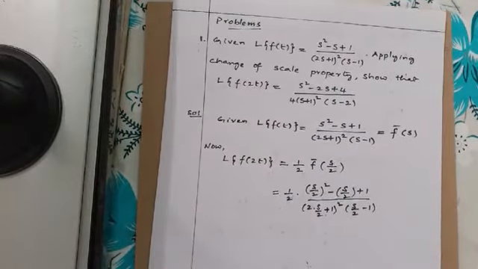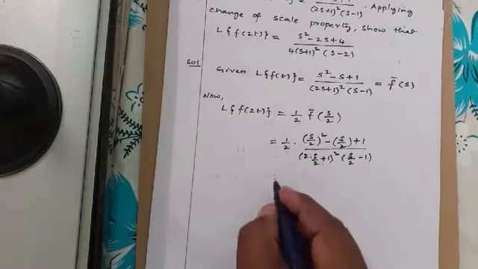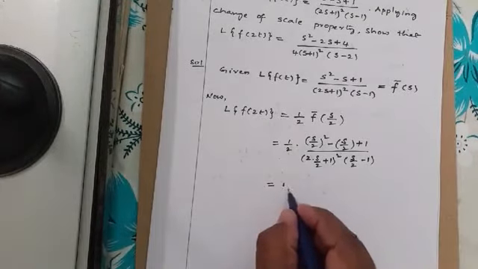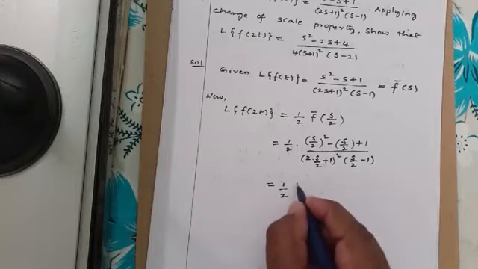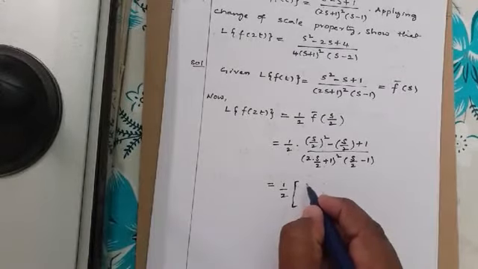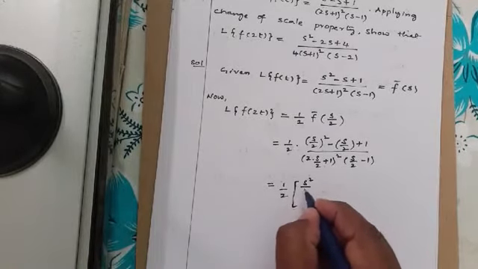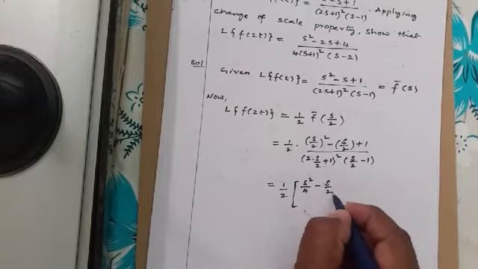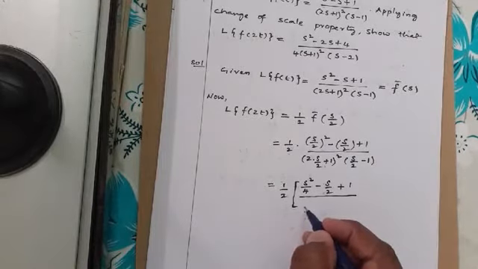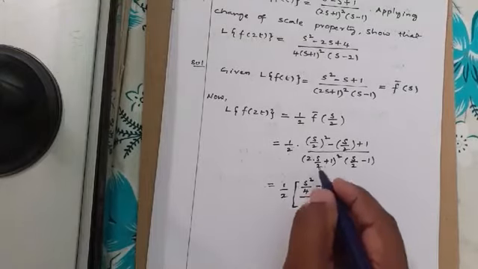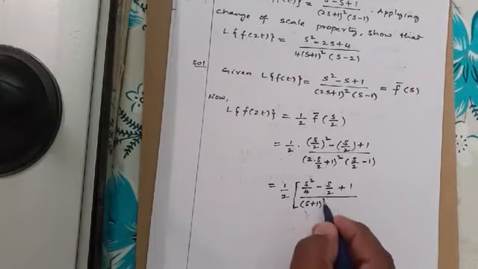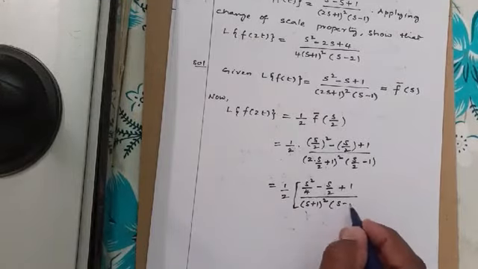After this we have to simplify this one. If you simplify, this becomes 1 upon 2, and if you put a bracket here, I can write this as s square by 4 minus s by 2 plus 4 upon, here you can cancel this 2 and 2, so this becomes s plus 1 whole square, and then we have s minus 2 upon 2 we get.